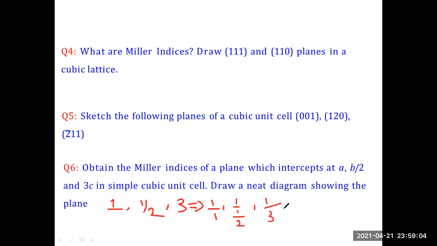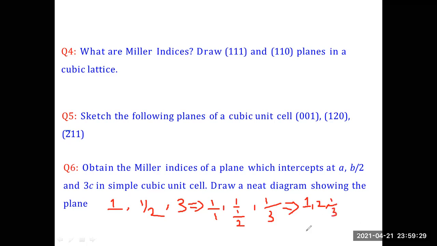So here, what will it be now? Here, 1 by 1 is 1. Understood, everybody? And then it comes to be 2, so this 2 goes to the numerator. So this will be 2. And lastly, you will get 1 by 3. I think that you are getting an idea.